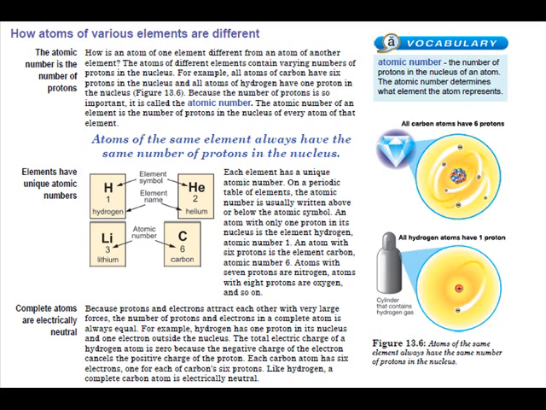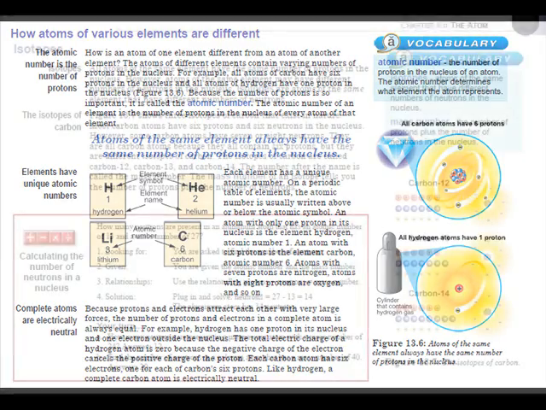Because protons and electrons attract each other with very large forces, the number of protons and electrons in a complete atom is always equal. For example, hydrogen has 1 proton in its nucleus and 1 electron outside the nucleus. The total electric charge for a hydrogen atom is 0 because the negative charge of the electron cancels the positive charge of the proton. Each carbon atom has 6 electrons, 1 for each of carbon's 6 protons. Like hydrogen, a complete carbon atom is electrically neutral.